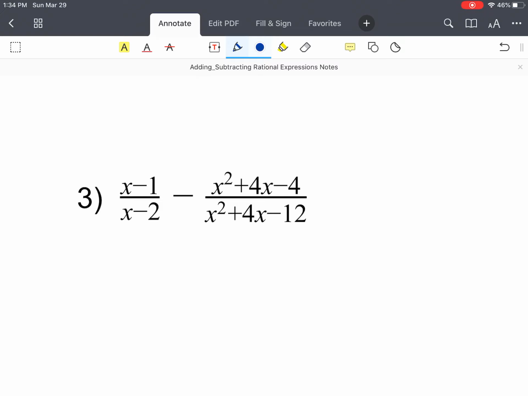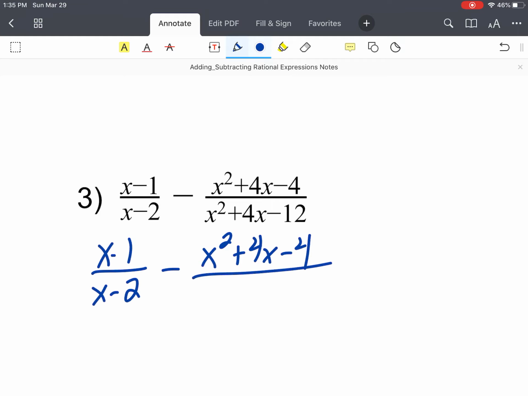All right, so now they're starting to get a little more complex, and it's kind of hard to tell what you need to do without completely being able to factor the denominators, okay? So if I take this, I am already factored on this left side, so x minus 1 over x minus 2. There's really nothing to do there. Minus, but this one, the top I'm going to leave just because it'll be easier to add that way, or I guess in this case subtract. Okay, but the bottom factors into x plus 6, x minus 2.